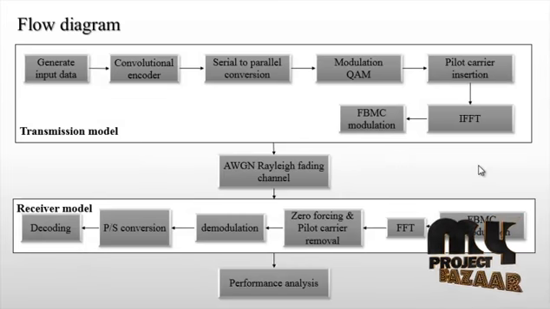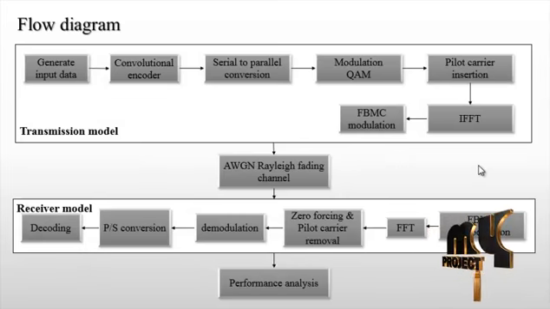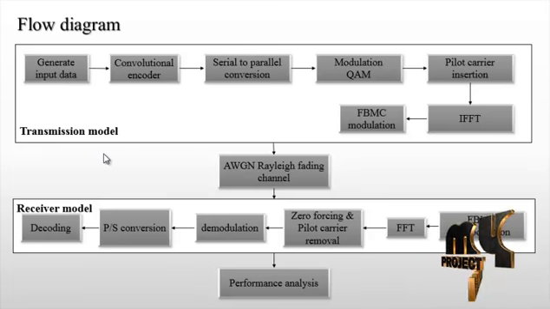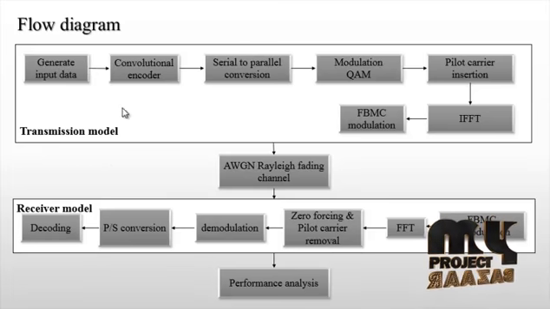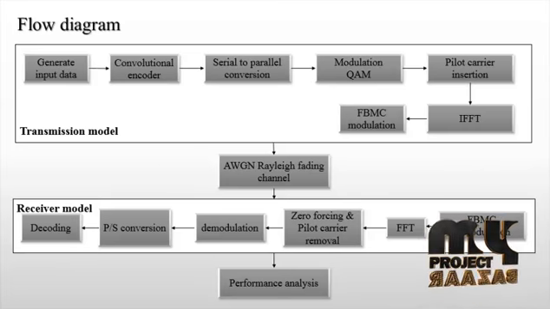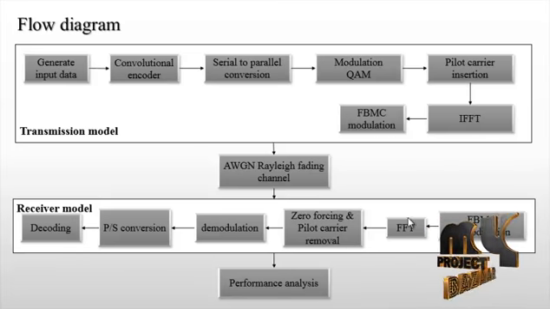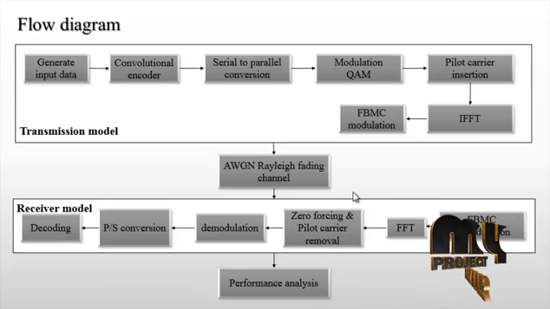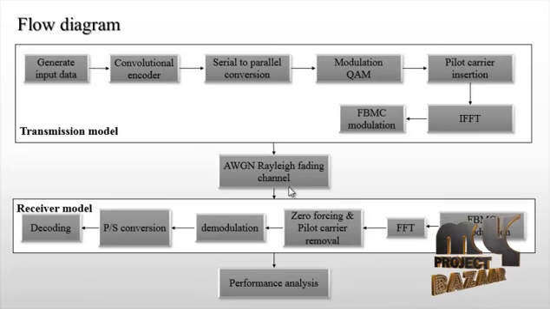Let us discuss the flow diagram of the process. First of all, it has a transmission model, a channel, and then a receiver model. The transmission model includes generating the input data, convolutional encoder, serial to parallel conversion, QAM modulation, that is quadrature amplitude modulation, then pilot carrier insertion, IFFT, and FBMC modulation. These are the parameters included in the transmission model. In the channel, we use the AWGN Rayleigh fading channel, where AWGN is additive white Gaussian noise.